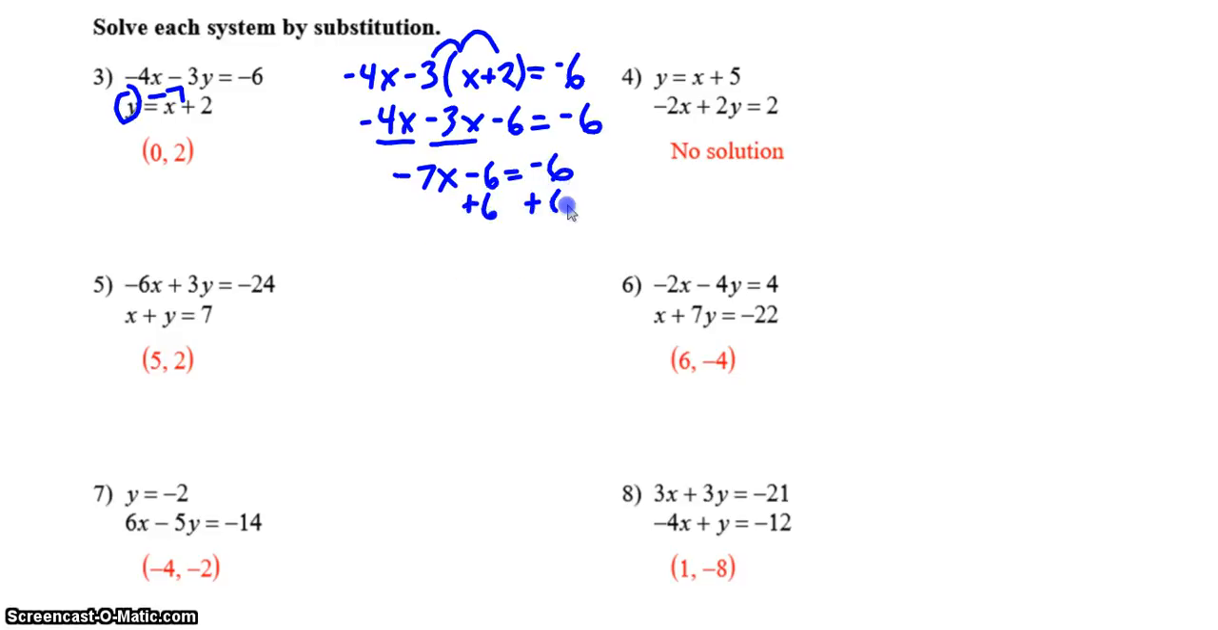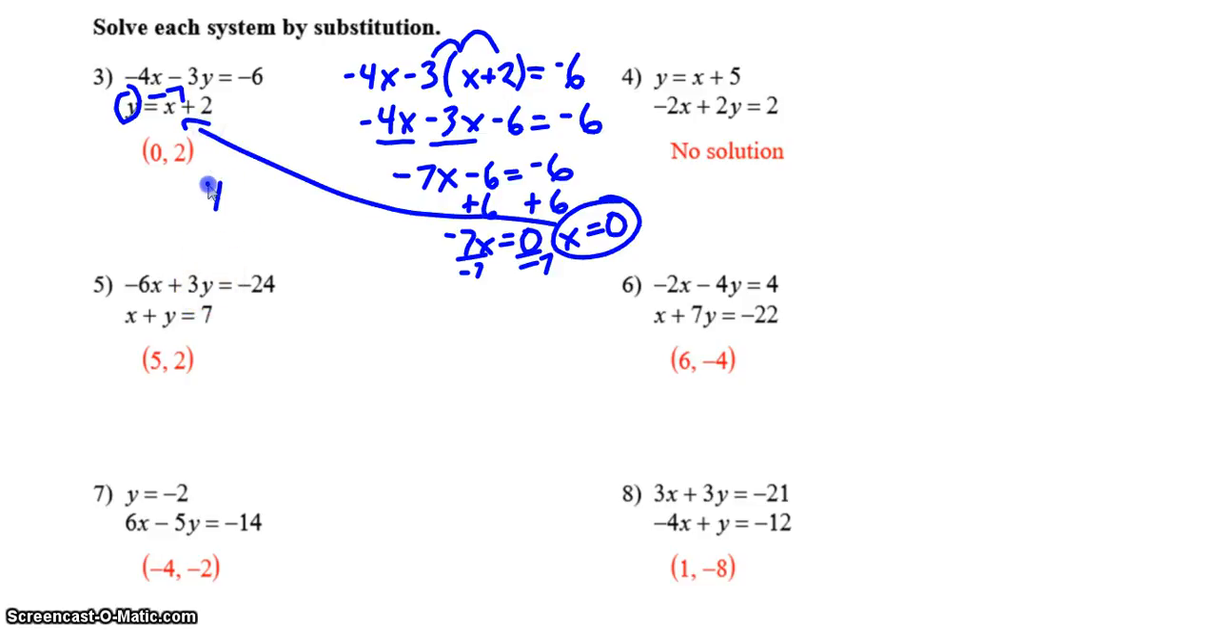Add 6 to the other side. Negative 7x equals 0. To get x by itself, you would divide by negative 7. So x equals 0. So that's one of your answers. To find the other answer, you would take that, plug it in. So y equals 0 plus 2. So y equals 2. And then you just write your answer as an ordered pair, 0, 2.